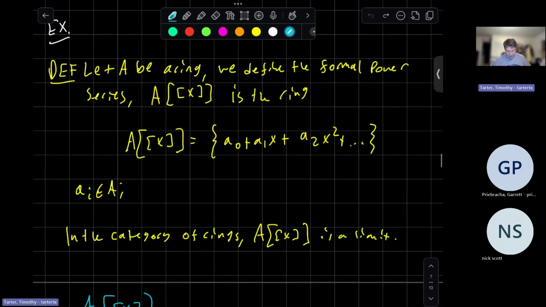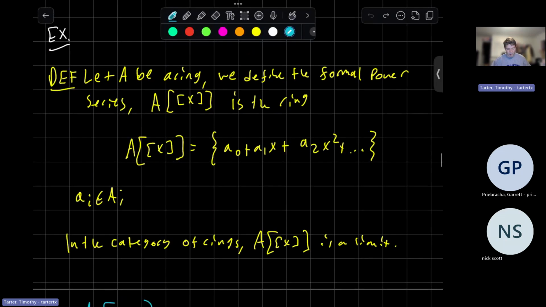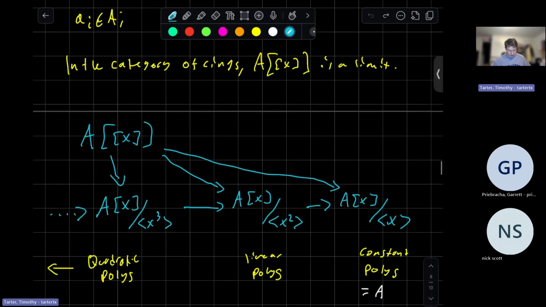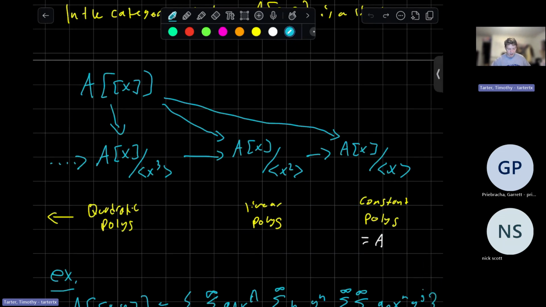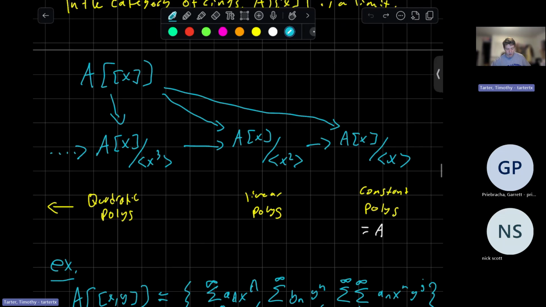We talked about formal power series. A formal power series is the collection of infinite sums with coefficients in the module over a variable x or xy. It looks like this, where it is an initial object in its category of A modules. This is an example of a limit of a category. And then actually we call it the completion.